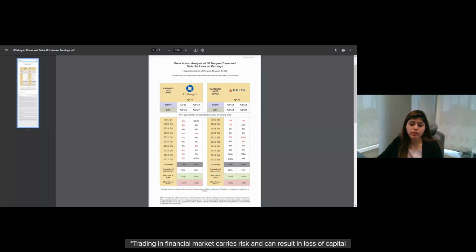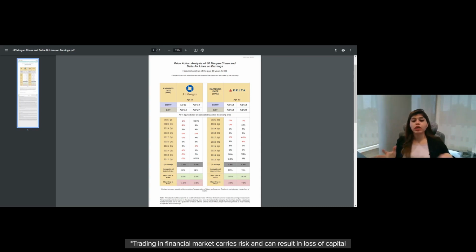Now, on the other hand, we've seen the performance of the company after the earnings. Over a period of 2 weeks following the earnings, from April 14th to April 27th, how has JP Morgan performed? On average, the stock has gained almost 1.6%, and the probability of a gain is 80%. When I say 80%, out of 10 times, there have been only two such quarters, in 2018 and 2015, when the stock actually fell and did not rally.